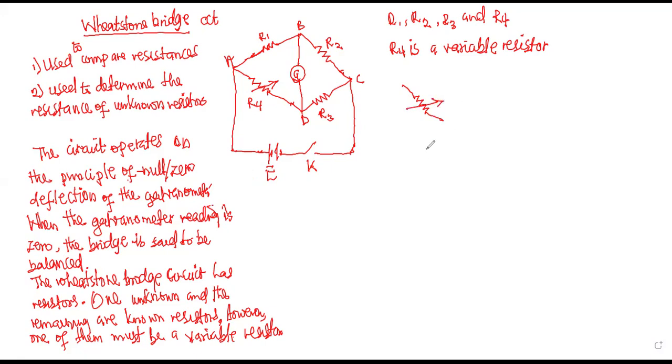Okay, so R4 is a variable resistor, and one of the others is such that its resistance is unknown. It can be any, but let's represent it by Rx, with X to indicate that it is unknown.